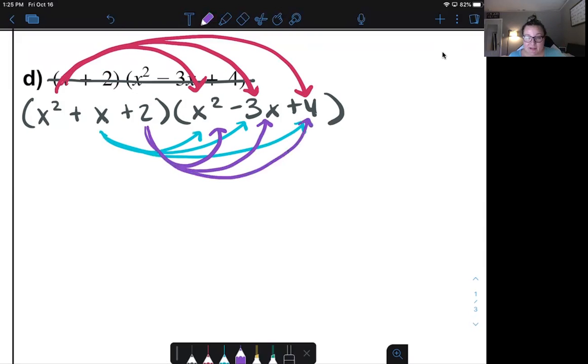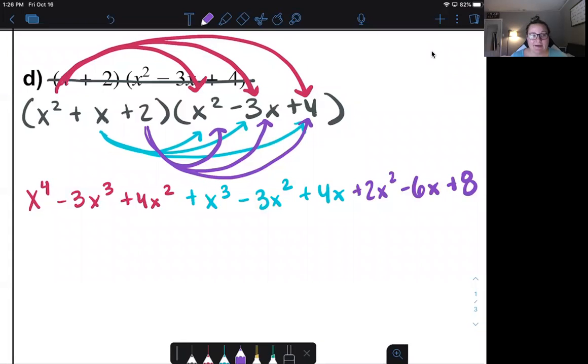So you're going to multiply x squared by all 3 of the terms in the second polynomial. You're going to multiply x by all 3 of those terms. And you're going to multiply 2 by all 3 of those terms. I want you to go ahead and do that real quick. And then you're going to check your answer with mine. And then we'll combine like terms together. So go ahead and do all that multiplication and see what you get. Press pause and then press play when you're ready to check.